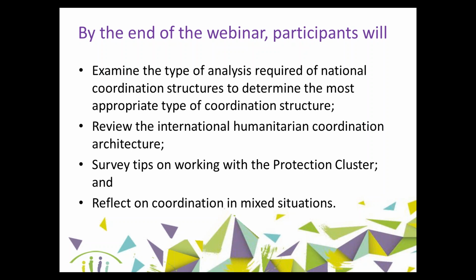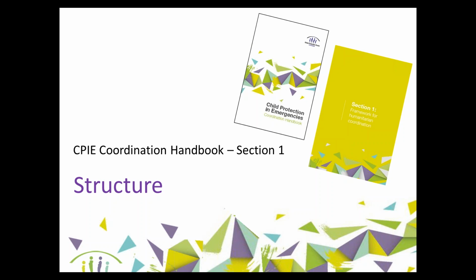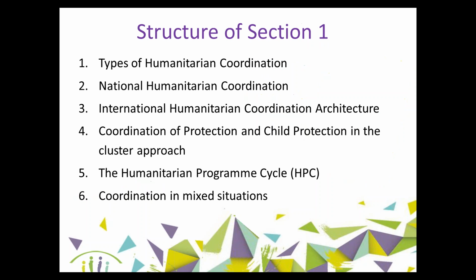Again, this is all based on the structure within the Coordination Handbook and Section 1 of the Coordination Handbook, which has 6 components to it. The first component is the types of humanitarian coordination. The second is national humanitarian coordination. The third is international humanitarian coordination architecture. The fourth is coordination of protection and child protection in cluster approach. The fifth is the humanitarian program cycle, and the sixth is coordination in mixed settings.